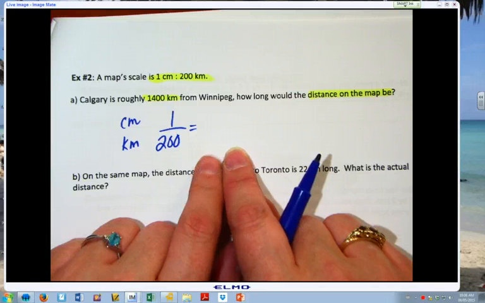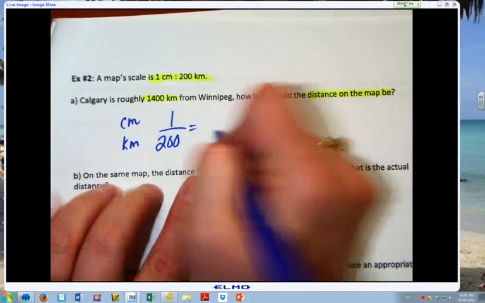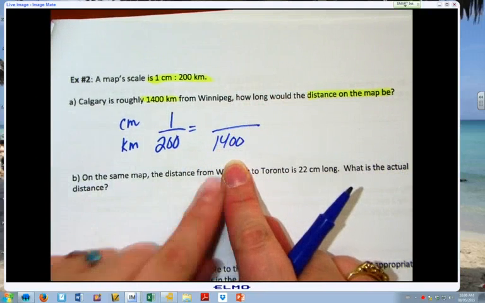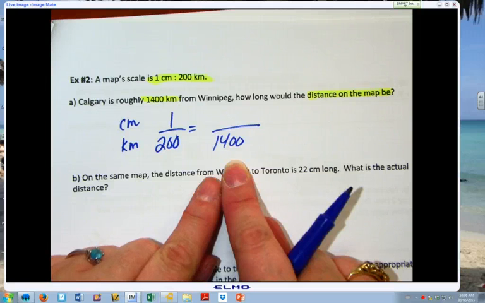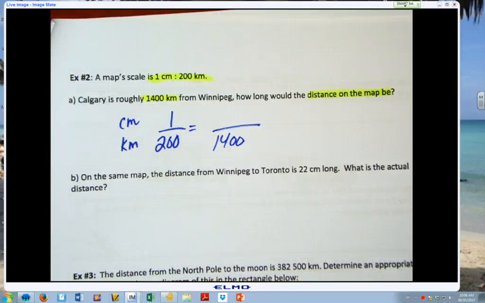Why? Because it's kilometers on the bottom and we're given an actual distance. That's why I like to write this off to the side. So kilometers are on the bottom. Annika? Is kilometers always on the bottom? Like, does it have to? It's whatever comes here. This is the top, this is the bottom. What goes on the top? What do we not know? Distance on the map. Okay, so the x will change just depending on what the question has asked you.